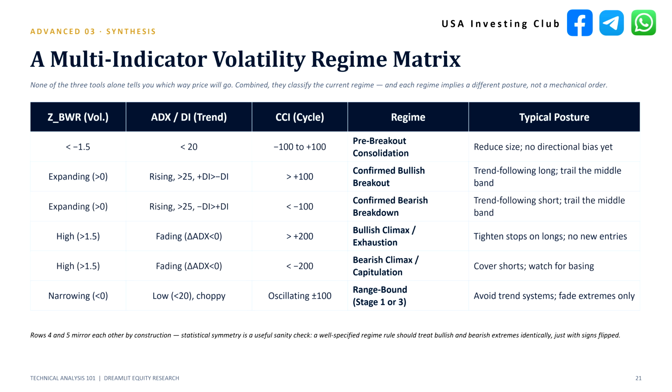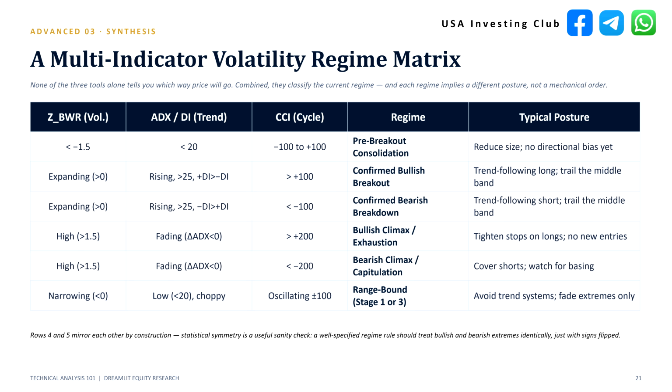When bandwidth ratio is expanding, ADX is rising above 25 with positive DI leading, and CCI is above plus 100, that's a confirmed bullish breakout. The posture is trend following long, trailing the middle band. The mirror image, expanding bandwidth with rising ADX, negative DI leading, and CCI below minus 100, is a confirmed bearish breakdown with the equivalent short side posture.